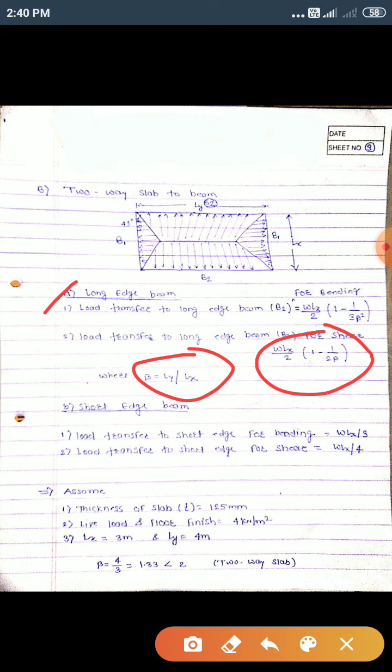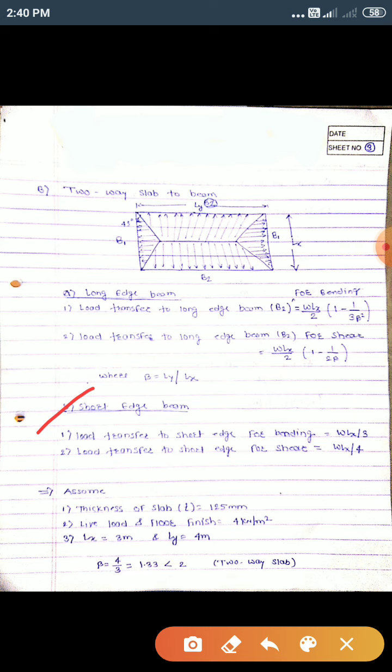Okay, now see, I repeat these two formulae for the bending and shear for two-way slab transfer their load to the long edge beam. Similarly, we can calculate the load transfer to the short edge beam. Again, for bending our formula is WLx by 3, and for shear our formula is WLx by 4.